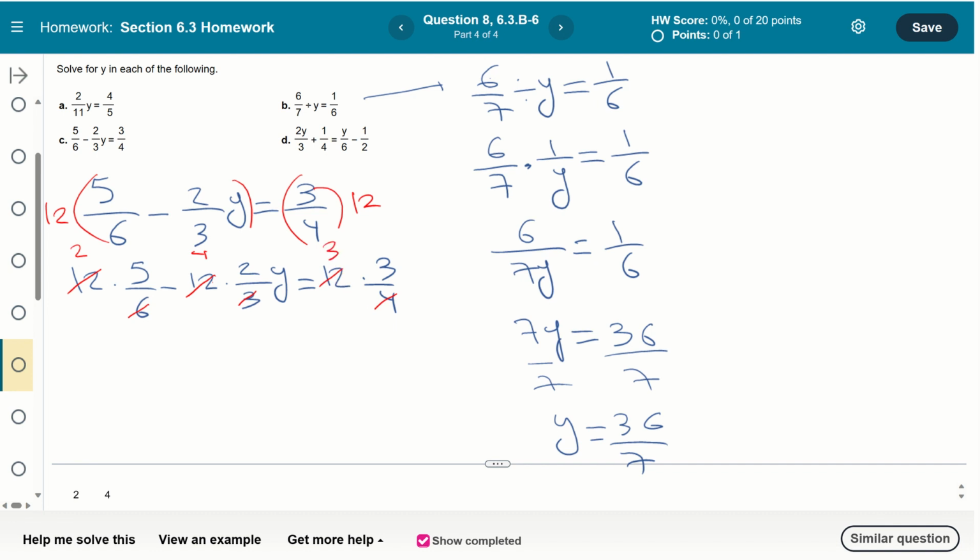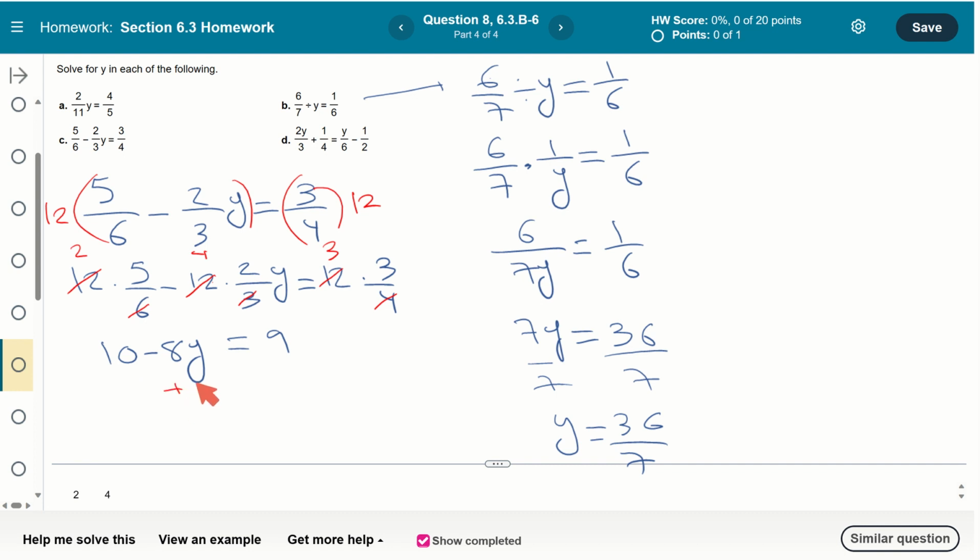So carefully figure out what's left. Here we have 2 times 5, which is 10, minus 4 times 2 times y, which is 8y, equals 3 times 3, which is 9. See how nice that is? No fractions are left. So now we're just going to move the 9 to the left side, and we'll move the negative 8y to the other side to make it have a positive coefficient.